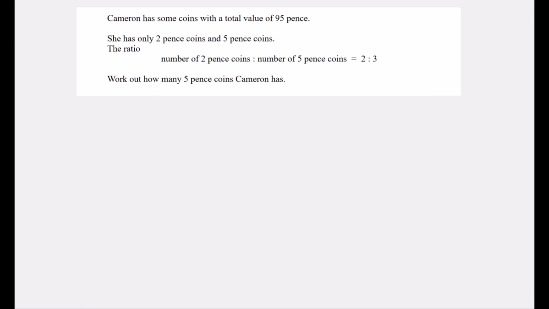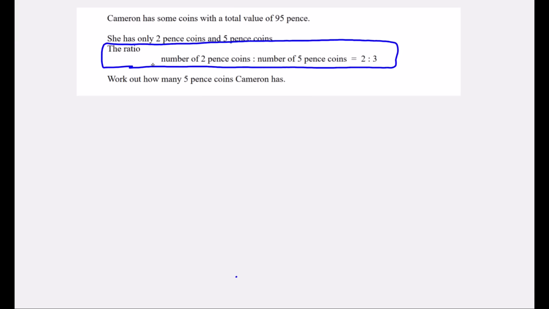Question 14. Cameron has some coins with a total value of 95 pence. She only has 2 pence coins and 5 pence coins. The ratio of the number of 2 pence coins to the number of 5 pence coins is 2 to 3. Work out how many 5 pence coins Cameron has. So we've got the ratio of the number of coins, but we've got the total value of the coins. So we want to change this ratio. So it's the ratio of the value of 2p's to 5p's.